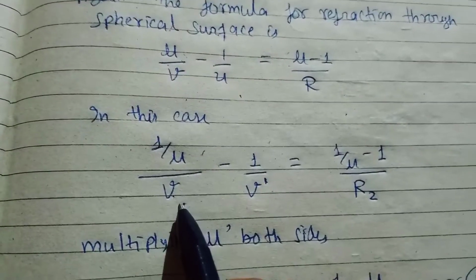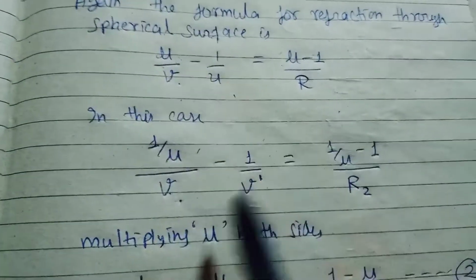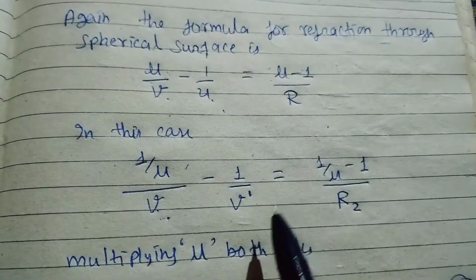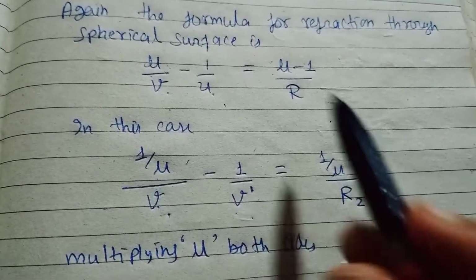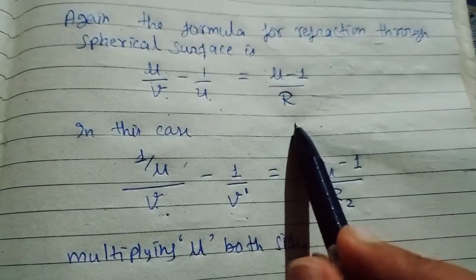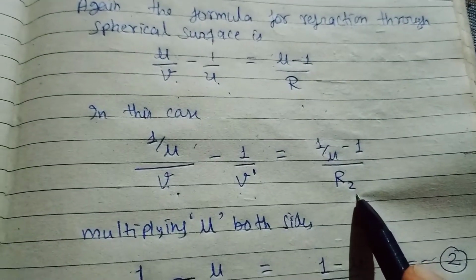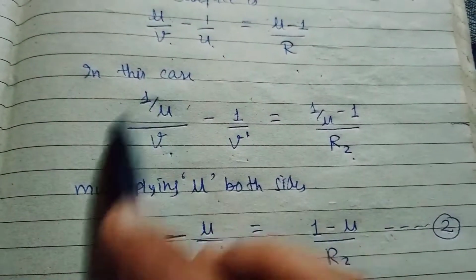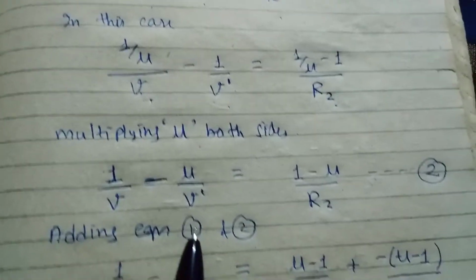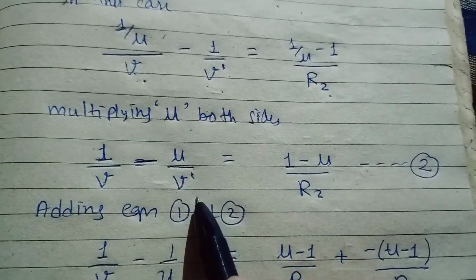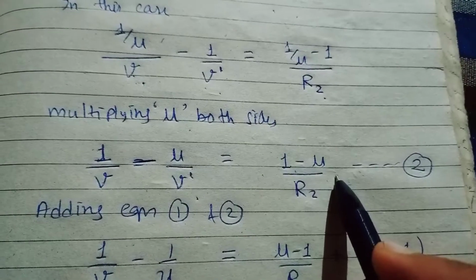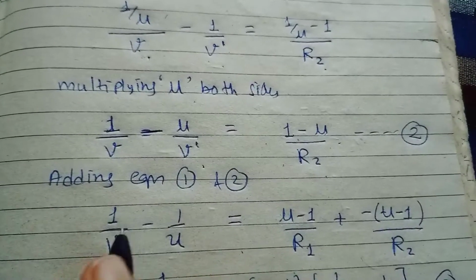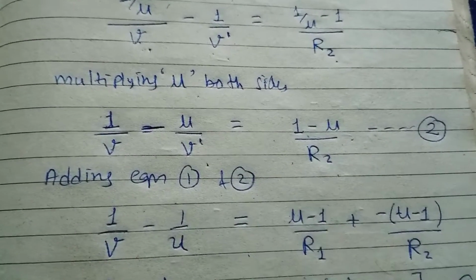Here v is the distance of the image from the pole, which is v in our case, and u is the distance of the object, which in this case is v dash. Mu is 1 by mu, and the radius of curvature is R2. Now we multiply mu on both sides. Here mu cancels and we obtain 1 by v is equal to mu upon v dash plus 1 minus mu upon R2. We call it equation second, and now we will add equation first and equation second.